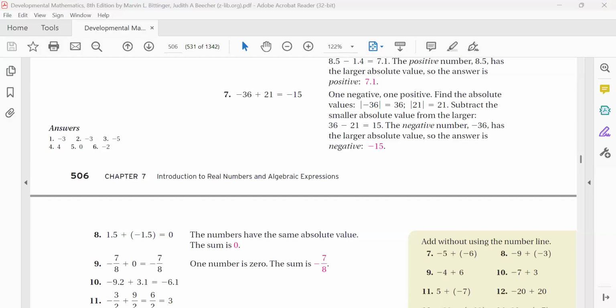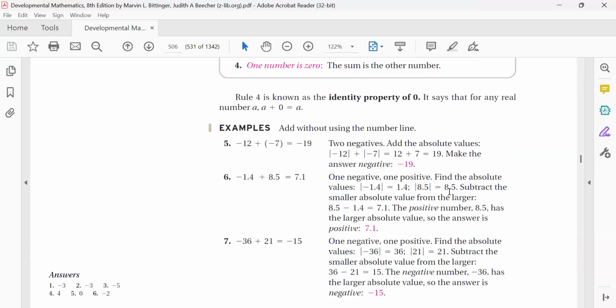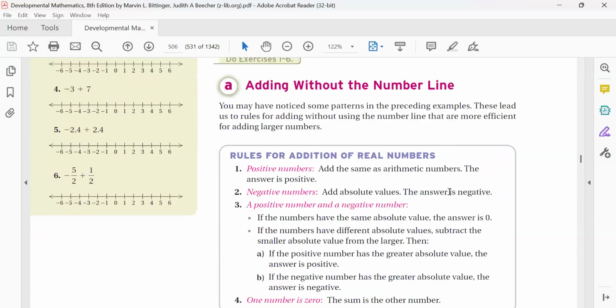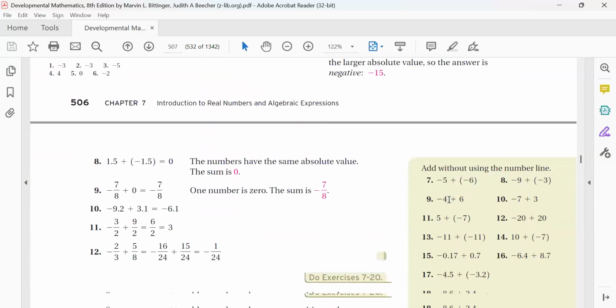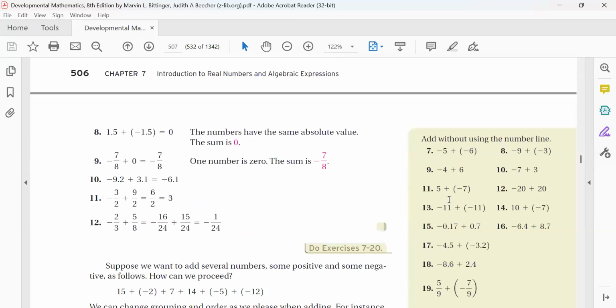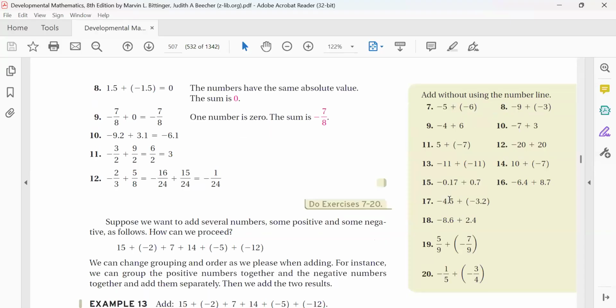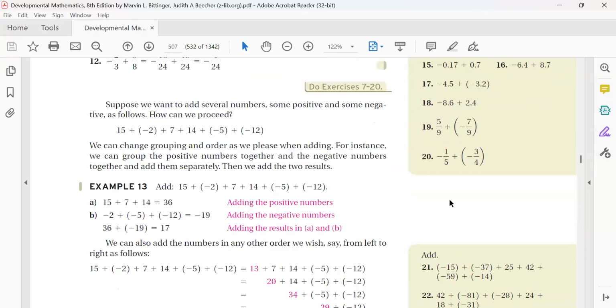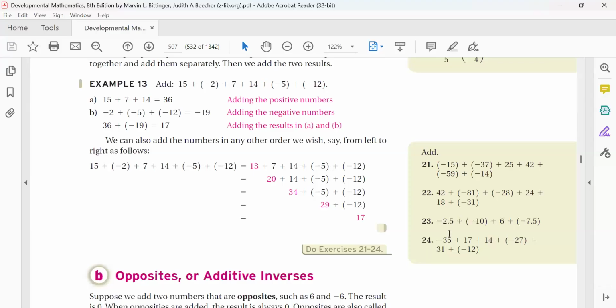Okay, guys. Now I told you to try to do these questions on page 505, starting from 7 to 20, all of them. And the other set is 21 to 24.